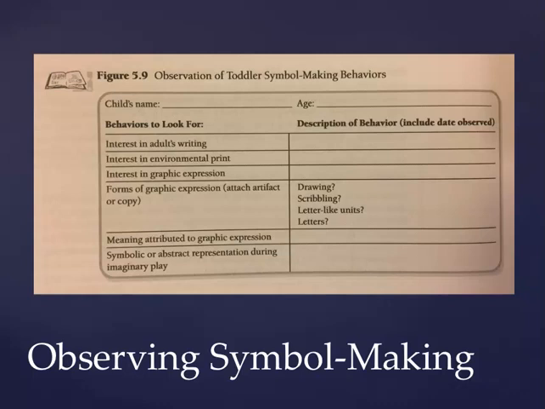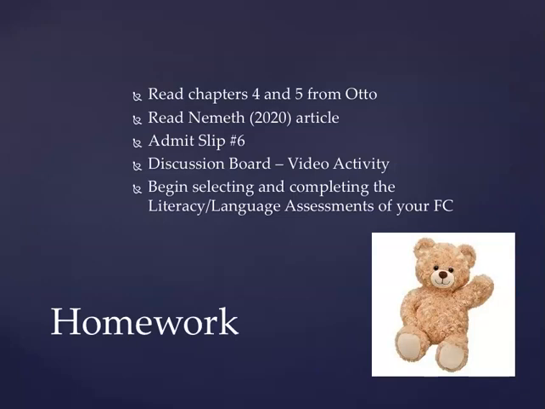Okie doke, so that is it for this week. The homework you're completing this week is to read chapters 4 and 5 from your Otto book. There is an article by Karen Nemeth that was published in 2020 in Young Children, which is NAEYC's practitioners journal, and it's about promoting language and literacy for diverse children, or children that don't necessarily speak English as their native language. This is a short article that I think is going to be useful. Admin Slip 6 is due this week, and then the video activity that we just talked about, you're going to complete on the discussion board.